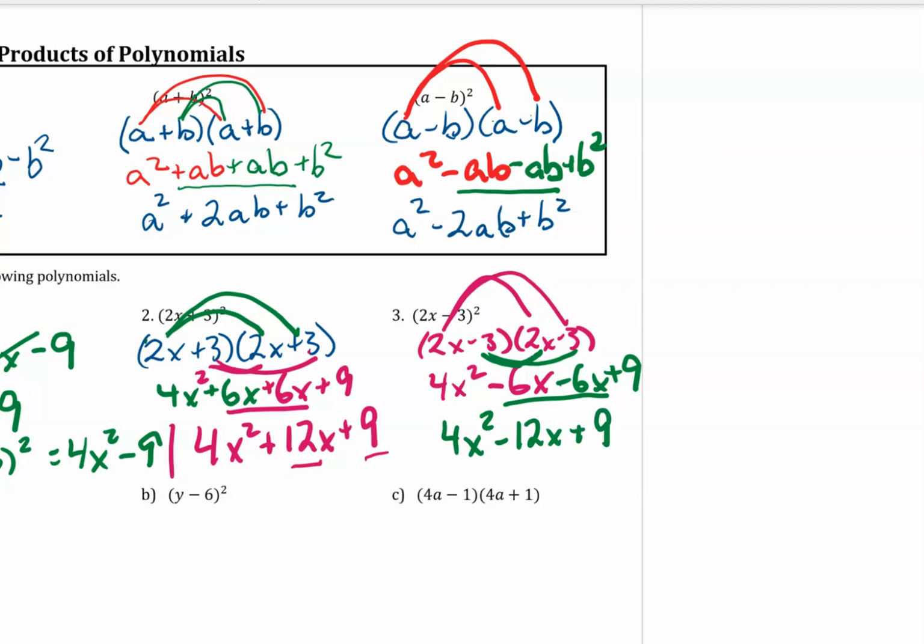Looking back at my form above that, a squared, 2x times 2x, 4x squared, minus 2ab, 2 times 2x is 4x, times 3 is 12x, so it's minus 12x, plus b squared. 3 times 3 is 9.